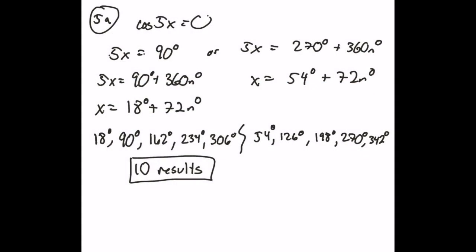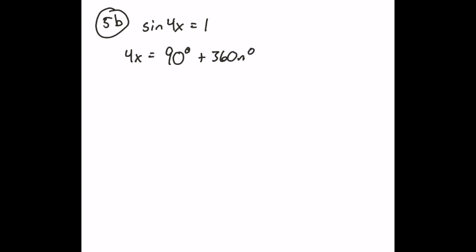Sine of 4x equals 1. Okay. So then 5B, we have sine of 4x equals 1, right? So then basically sine of what is 1? Sine of 0 is 0. Sine of 90 is 1, and that's it. So that means that we need 4x to be equal to 90 degrees. And then this repeats every 360 degrees. Okay? That's the only time when sine is 1. All right.